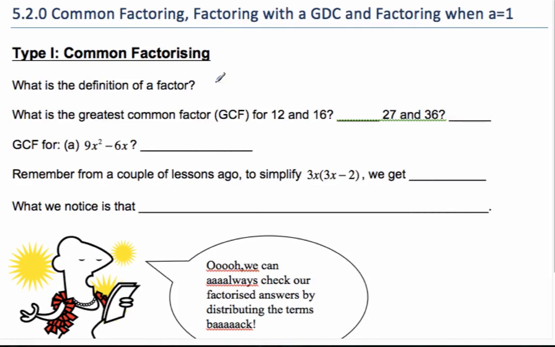Mr. Rops here. So today we're going to talk about common factoring and factoring the GCF and all kinds of things. But to do it, we have to first think about what in the world is a factor.